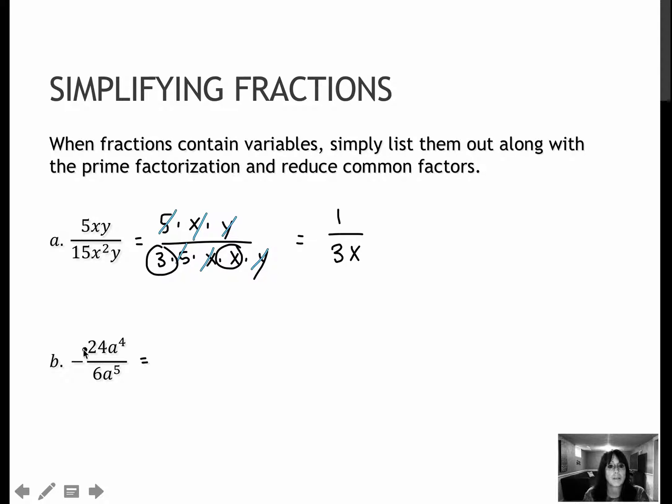For my next one, again, it's negative, so keep the negative in the question. 24 is 2 times 2 times 2 times 3, and then we have 4 a's. And the denominator, 6, is 2 times 3, and then we have 5 a's. And now I'm going to cancel any pairs that I can.